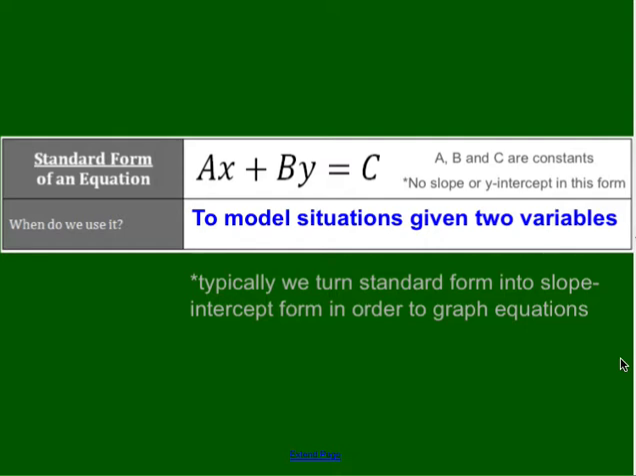However, if we need to graph our model, we're going to have to put it into slope-intercept form, which means we're going to have to solve for y. So let's take a look at some standard form equations.